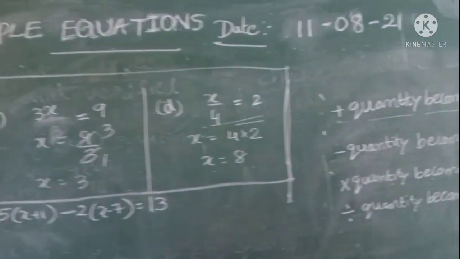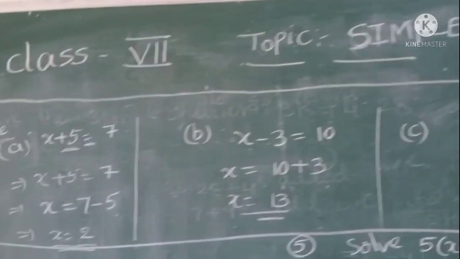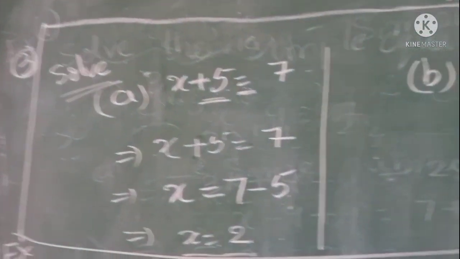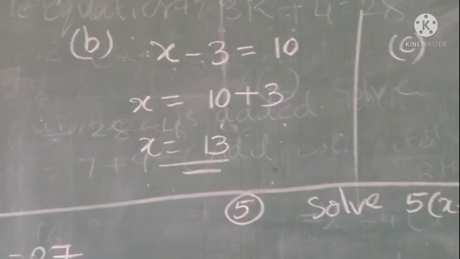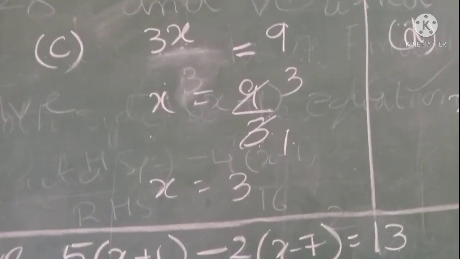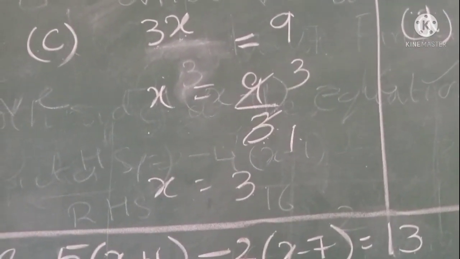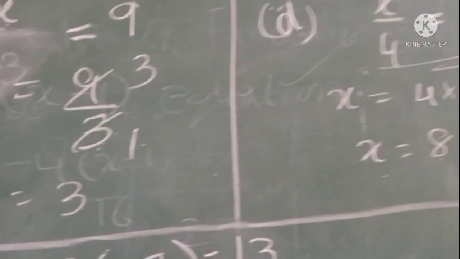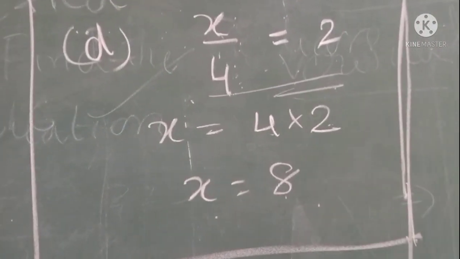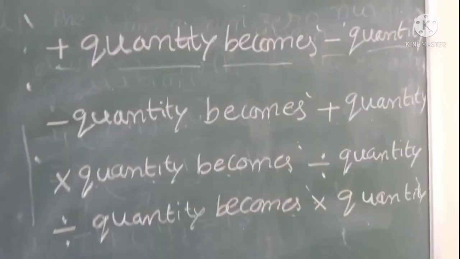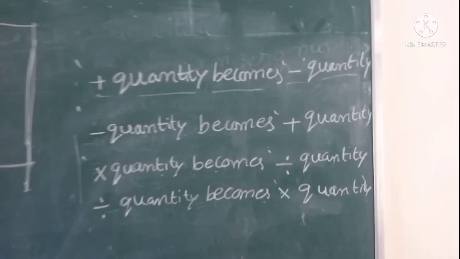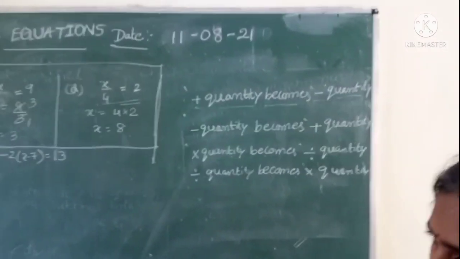This is the transformation of the simple equation. Plus becomes the minus, minus becomes the plus quantity, multiplication becomes division, division quantity becomes the multiplication. In mathematics, the four operations. Children, next solve another problem.